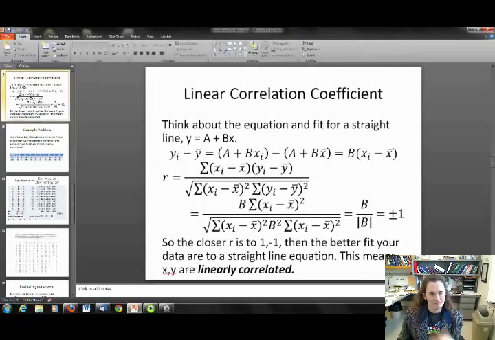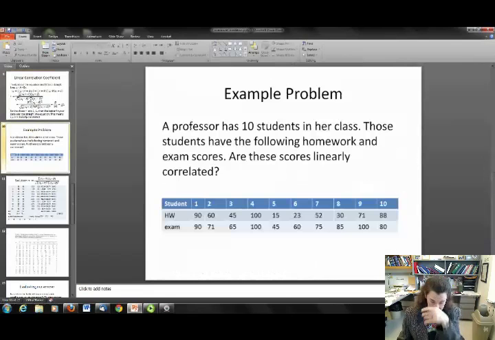So I want to use this as an example problem so that you can understand the significance of this. Now don't worry, I am the professor and these were scores from my classes, but they were taken from a long way back and you don't know these people and I haven't given you their names, so it's okay. Let's just assume that there are 10 students from a class and the students have the following homework and exam scores. And you want to know if doing well on your homework is linearly correlated to doing well on your final exam. So here are the students 1 through 10, and here are their homework scores.